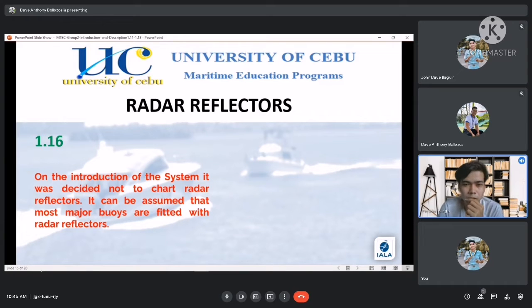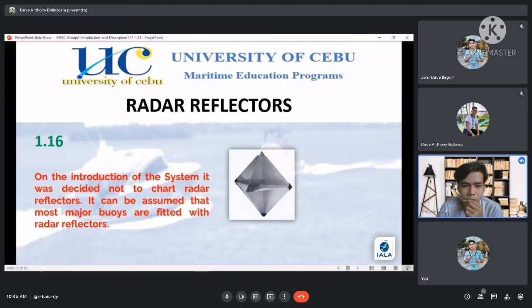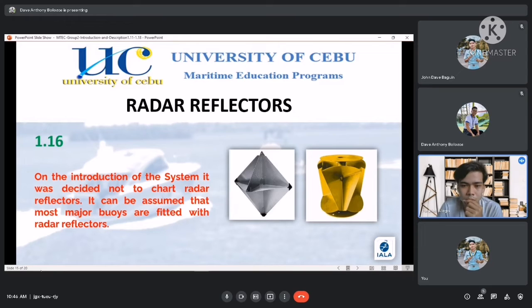Now, radar reflectors. 1.16. On the introduction of the system, it was decided not to chart radar reflectors. It can be assumed that most major buoys are fitted with radar reflectors. So these are example images of radar reflectors. Next slide, please.